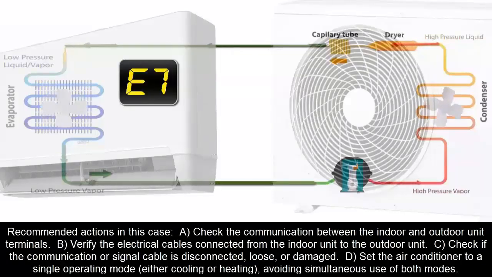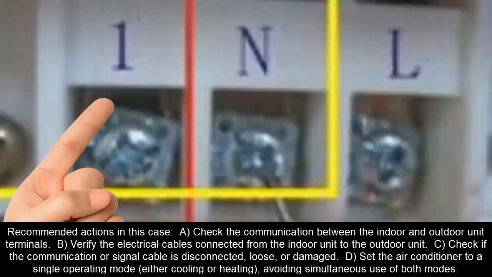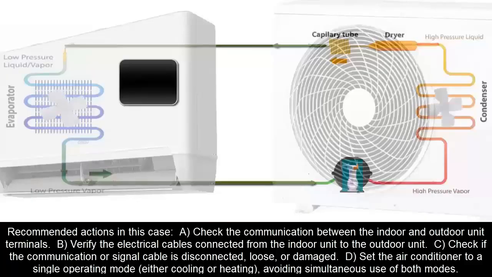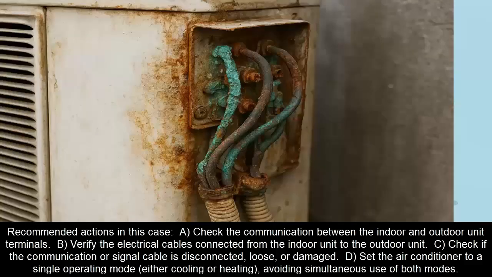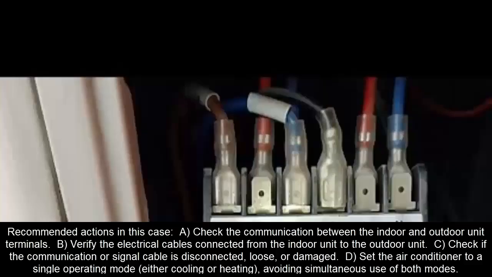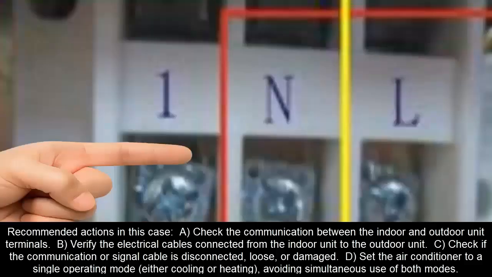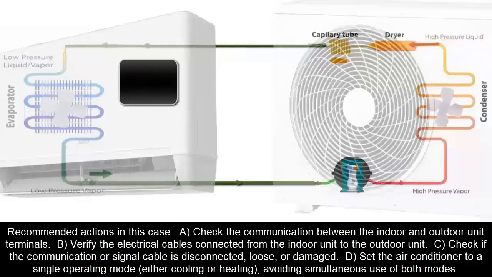Recommended actions in this case: A. Check the communication between the indoor and outdoor unit terminals. B. Verify the electrical cables connected from the indoor unit to the outdoor unit. C. Check if the communication or signal cable is disconnected, loose, or damaged. D. Set the air conditioner to a single operating mode, either cooling or heating, avoiding simultaneous use of both modes.